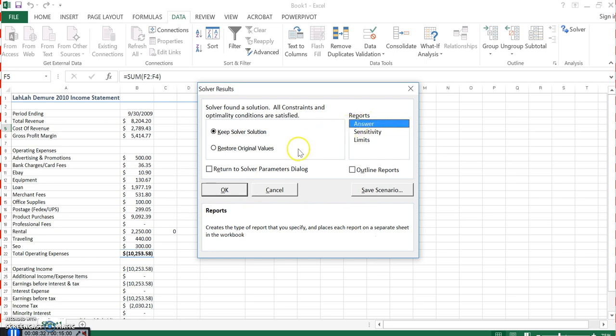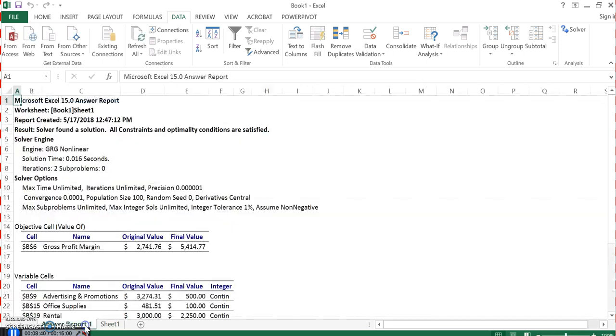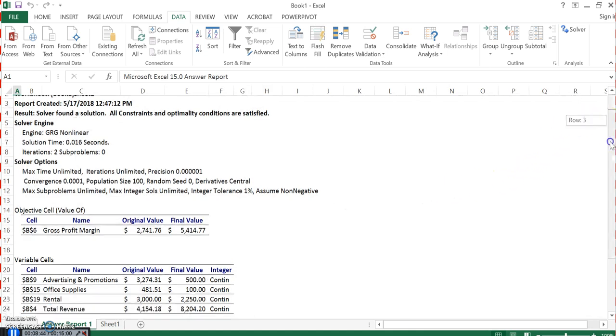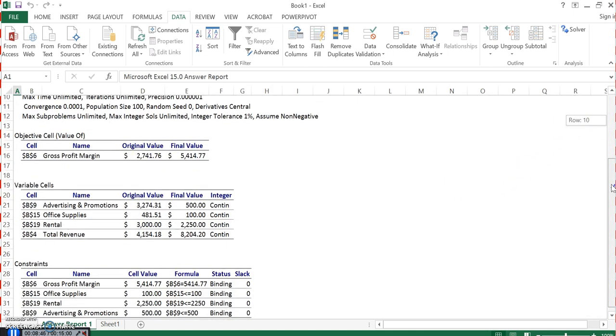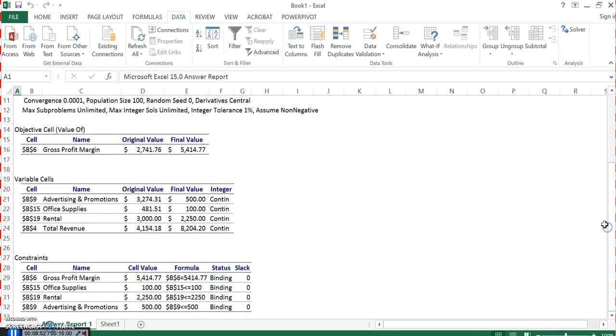So you know what? Let's put together a report. We're going to restore the original values and put together this report. Here's our answer report. It shows our constraints, the original value, our final value, and everything that was affected.